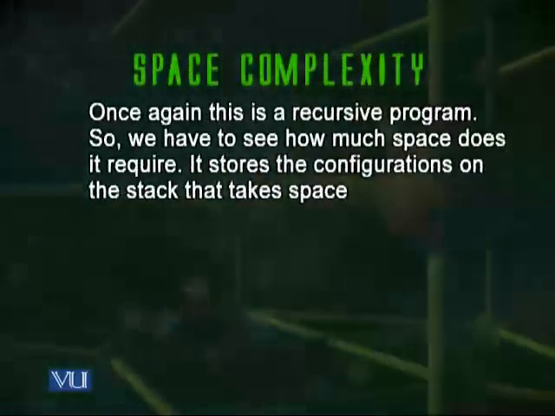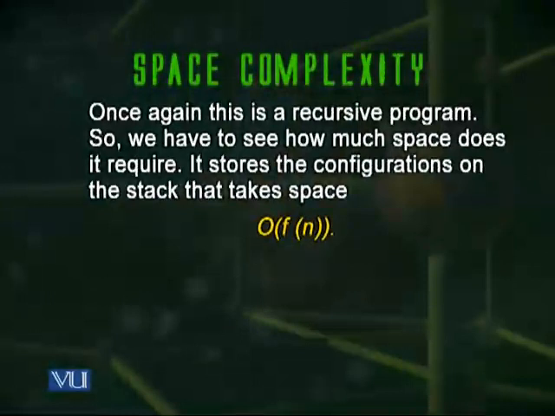What we need to do is analyze how much space this takes. Once again, this is a recursive program, so we have to see how much space it requires. And what it does is it stores things on the stack. And the analysis is going to be exactly like the reachability question. How much space does each configuration require if we want to store it? Well, remember, we said that each configuration is of length at most f(n). So each configuration takes at most order f(n) space to store.